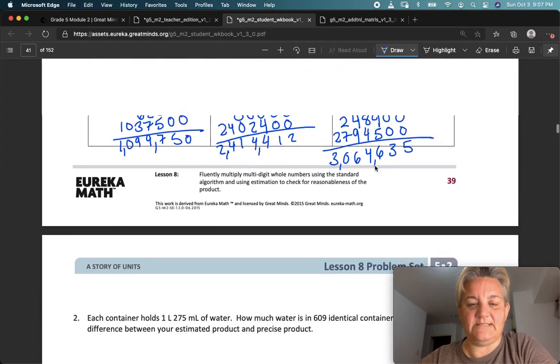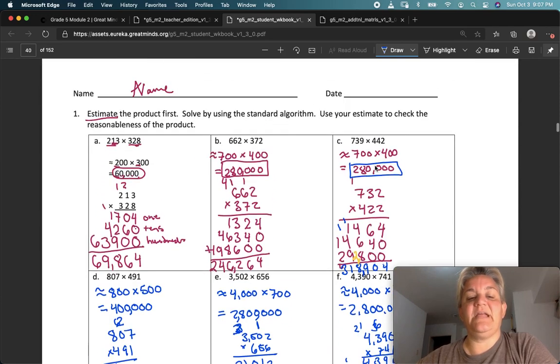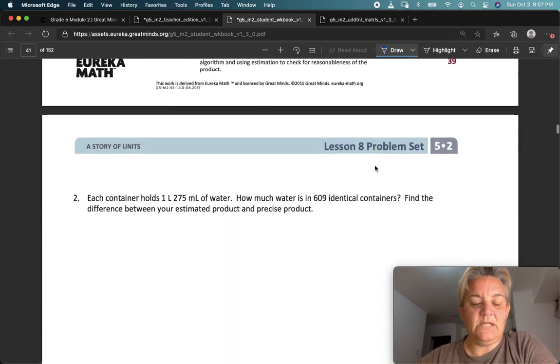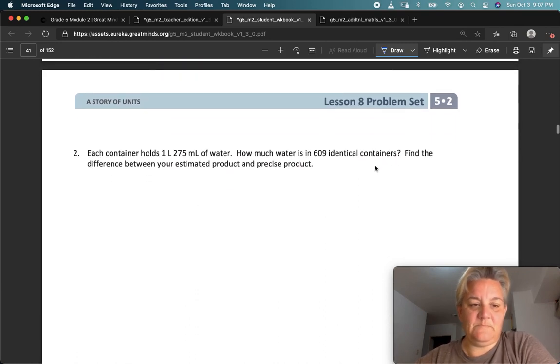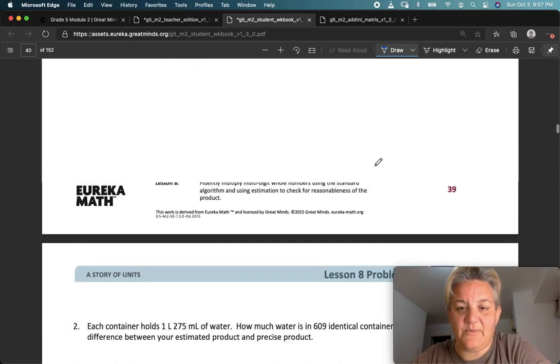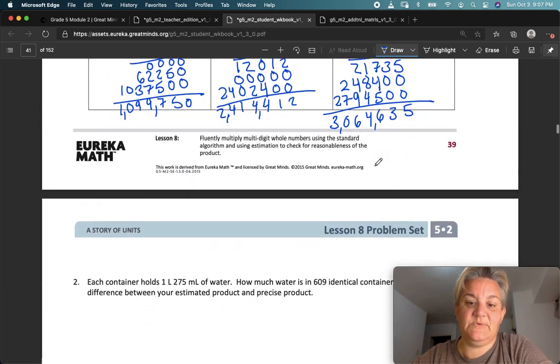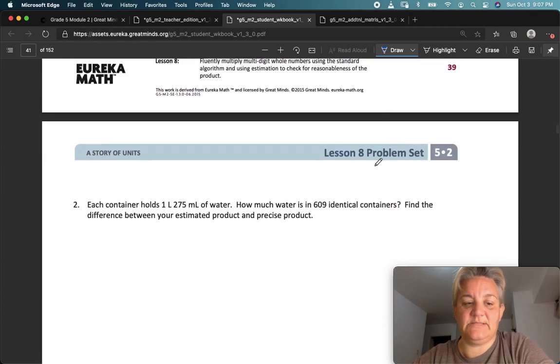3,064,635. Great. That was a lot of multiplication, but you can do it. Okay? Number 2. By the way, if you're still struggling with multi-digit multiplication, please come see me. Please. Before the mid-module exam. Okay? Because we need to get that sorted out before the next quiz.